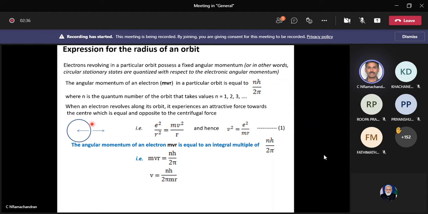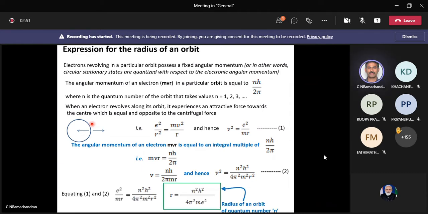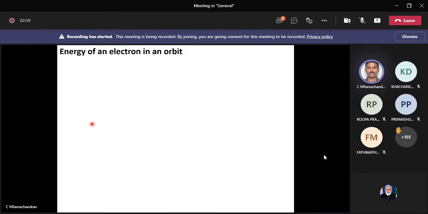From this, we can get the expression for v. And again, you take its v square and equate these two equations 1 and 2. By simplifying, we will get the radius of an orbit of quantum number n. So this is the way it is derived. And the energy, we can also calculate the energy of an electron in an orbit. You know that total energy we can write as a sum of kinetic energy and potential energy. This you have to remember for all the cases.